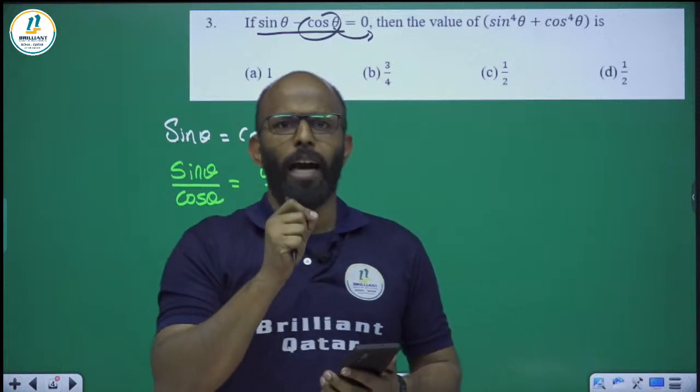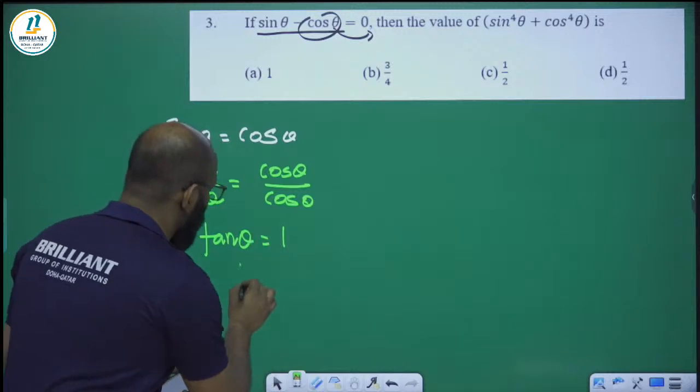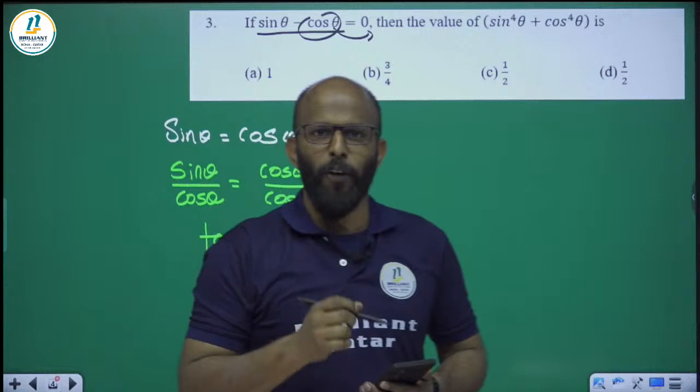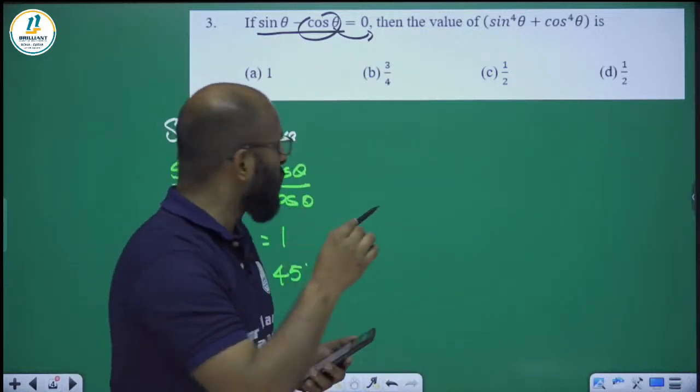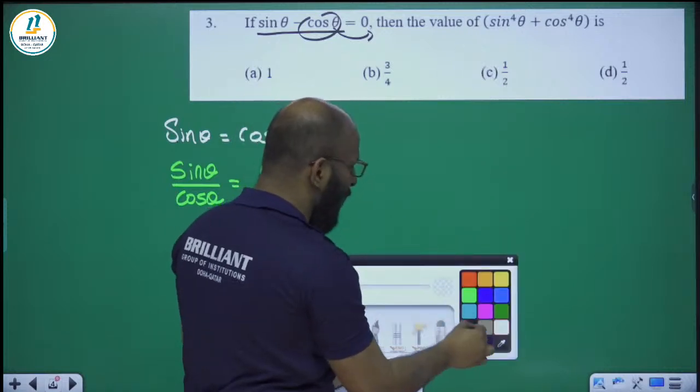Tell me, at which angle does tan give 1? Yes, you know that, right? So theta is equal to 45 degrees. Now this theta value we can substitute in the required expression.